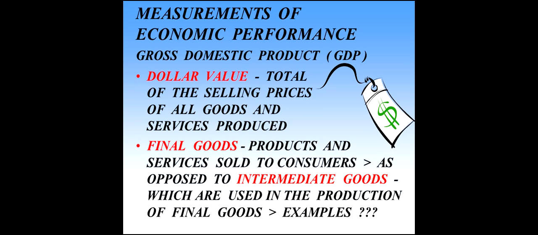We don't count the sale and the dollar value of nails that go into the building of a house, but we do count the dollar value of the sale of the entire house. Another example, we don't count the dollar value of the glass windshield that goes into making an automobile, but we do count the total price that makes up the sale of the automobile to the consumer.